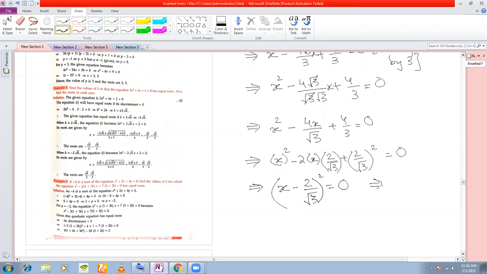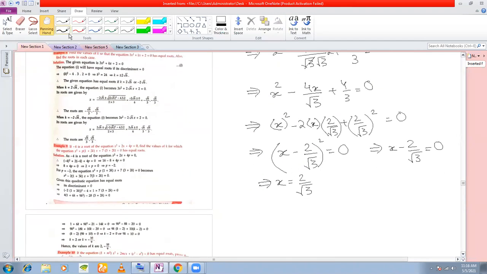That means x minus 2 by root 3 is equal to 0. That means x must be equal to 2 by root 3. Okay. So for convenience sake, you can rationalize the denominator and write this as 2 root 3 by 3. Because later on, who knows, you might be asked to find out the roots up to 2 decimal places. So this will be convenient to work with. Therefore, the roots are 2 root 3 by 3, 2 root 3 by 3.